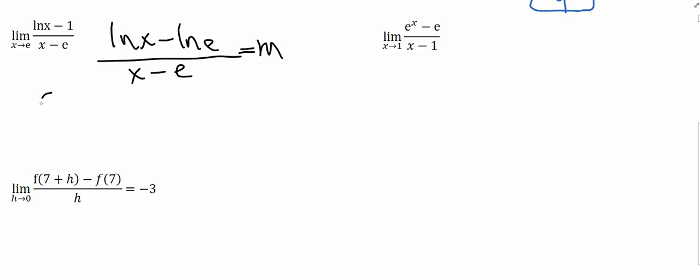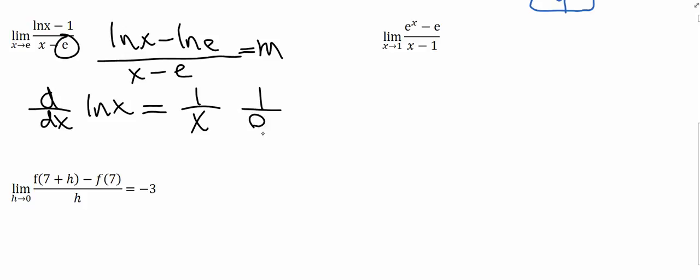So what is the derivative of ln of x? It's just 1 over x. And then they want us to evaluate it at e, and that's determined from that spot there. So the answer to this is just 1 over e. Alright.